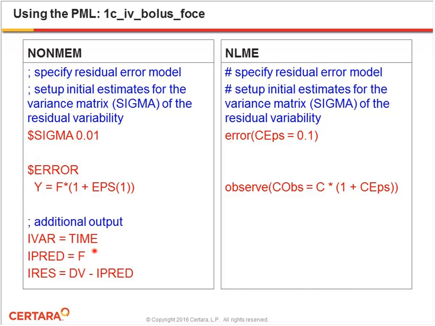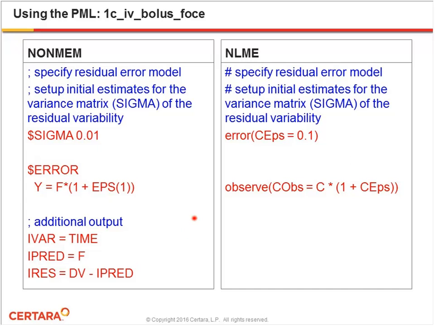Then I've added a few lines that I needed to do the comparison with Phoenix NLME results. So I specified IVA, independent variable, which is equal to time. The individual prediction is actually F from the last equation. And the individual residuals are just the observed DV, dependent variable values, minus the individual predictions. This can then be written out into a separate sheet, and we can use it to compare the results.